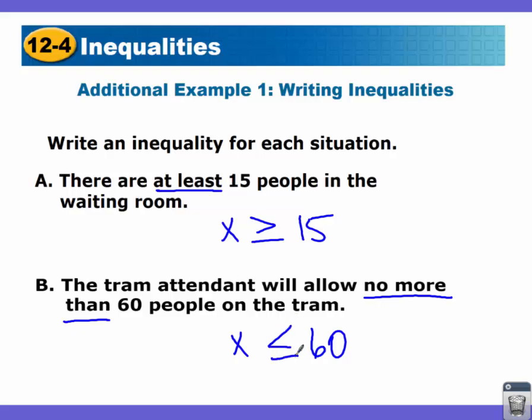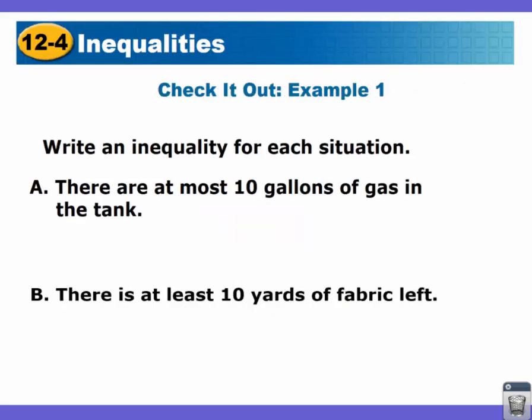So we put is less than or equal to 60. Now let's look at two more real fast, and then we're going to do a problem set. It says write an inequality for each situation. A: There are at most 10 gallons of gas in the tank. So again, variable, number, okay, keywords, at most 10 gallons.